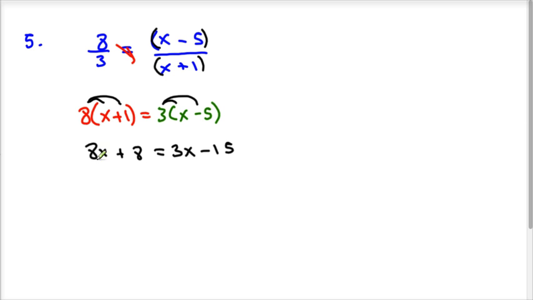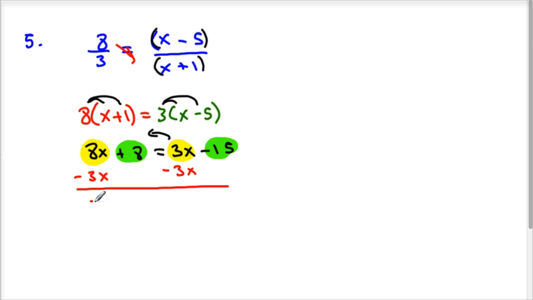Okay, so combine like terms. I want my terms with the x's on one side, my terms without the x's on the other side. So I'm going to do this all in one step. So I'll bring the 3x over, or I'll do it both ways. So I'll bring the 3x over, so minus 3x, minus 3x. So I have here 5x plus 8 equals negative 15.